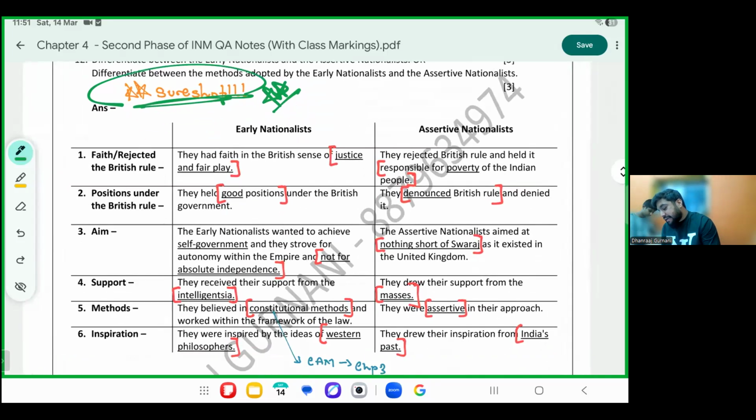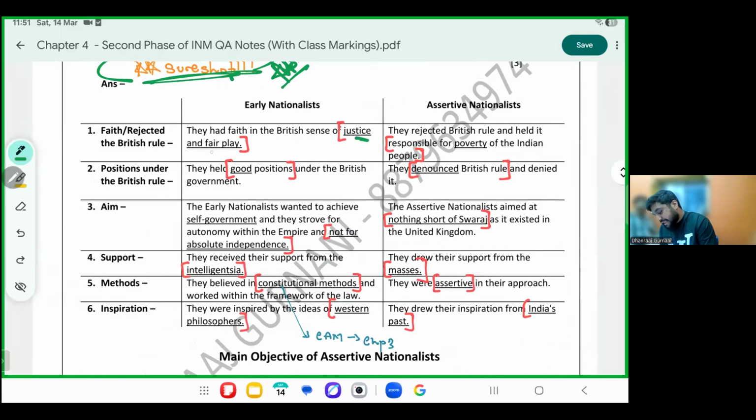Assertive leaders. The early believed in the justice and fair play of the British. They held very good positions under the British. This side, the assertive were a little on the poor section. They denounced the British rule completely. The early did not want complete, absolute independence. They were okay with partial independence also.